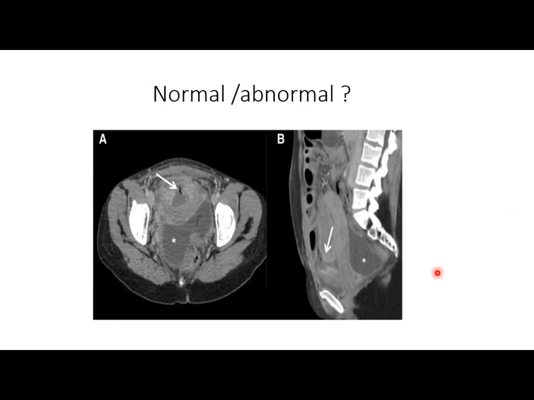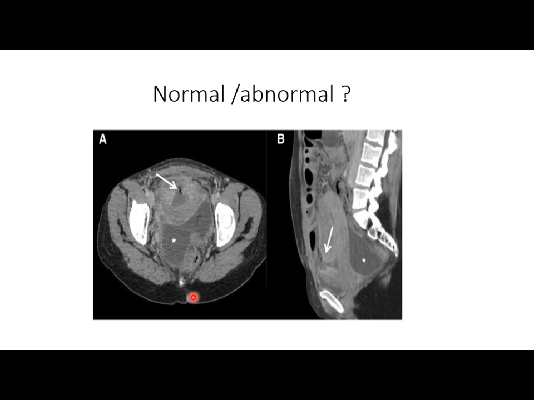Is this a normal finding or an abnormal finding? A and B are the same patient, the same case. Where's the abnormality? Uterine rupture. Yes, uterine rupture.